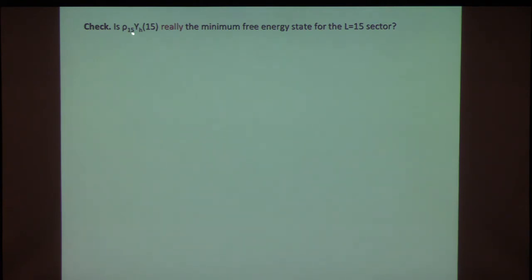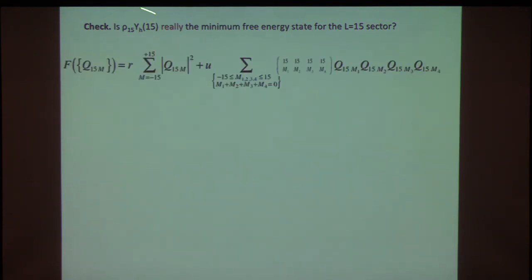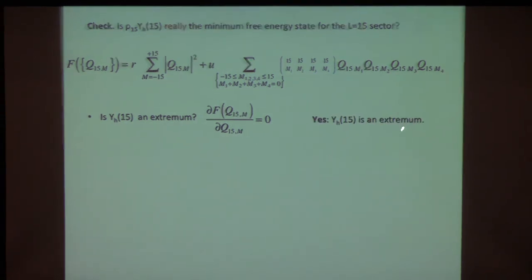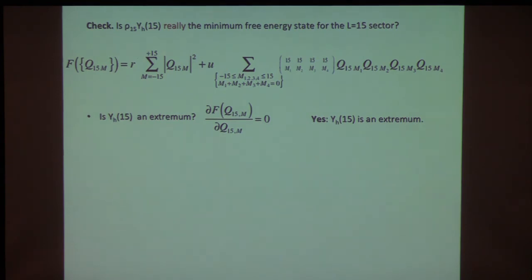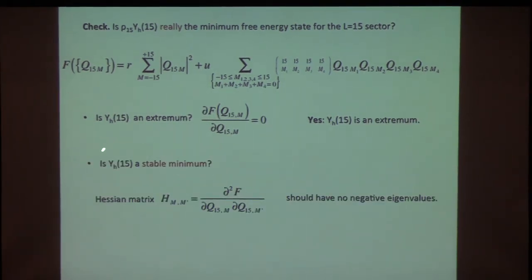The first one is: is this quantity which was constructed by Lorman and Rochal really the minimum free energy? So we took laboriously this fourth order term, here it is, 15, 15, 15, M1, M2, M3, M4, a vast amount of computational work, and we minimized it, and we asked, is Y_H15, the icosahedral spherical harmonic, really a minimum? The first question is, is it an extremum? And we tested, yes, the icosahedral spherical harmonic is an extremum. The next one is, is it stable?